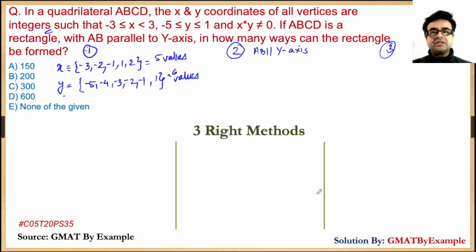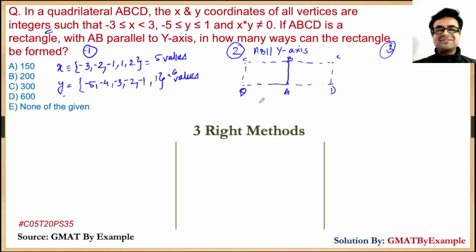Second key information is that in the rectangle ABCD, AB is parallel to the y-axis. Since AB is parallel to the y-axis, you have A and B parallel to the y-axis. Now there are 2 rectangles possible with A and B, this one and this one. And since there are 2 rectangles possible, you know that arrangement will matter.